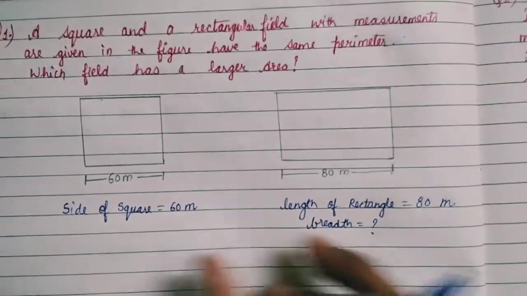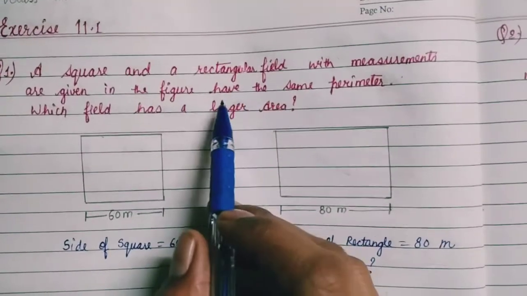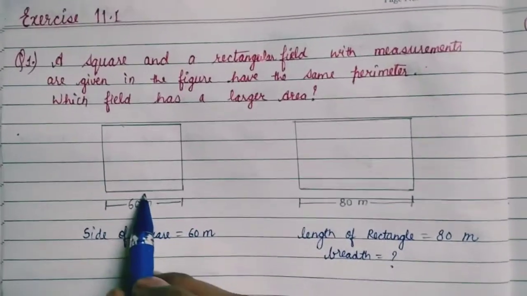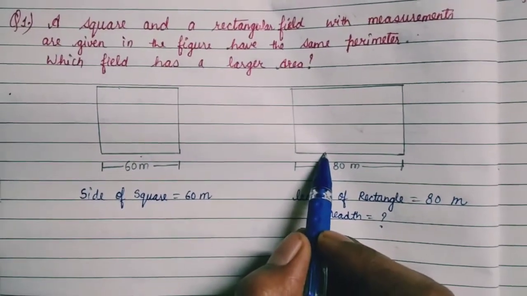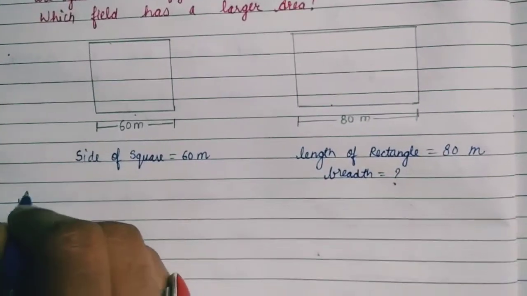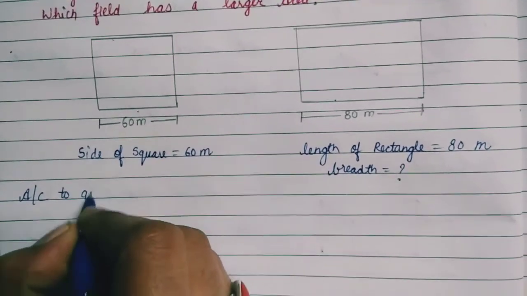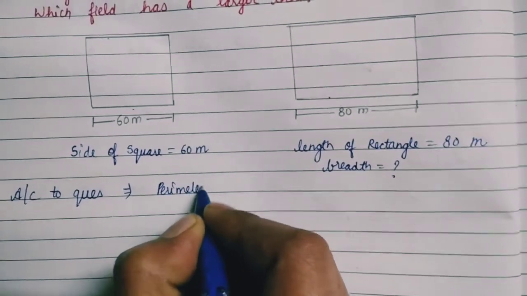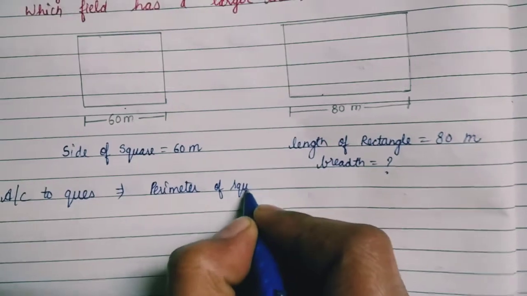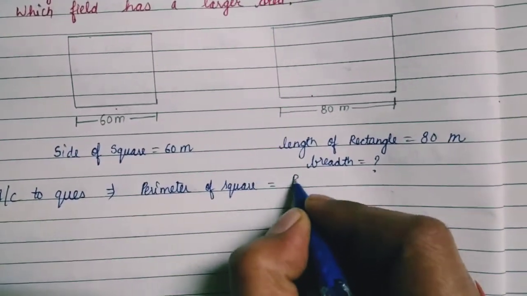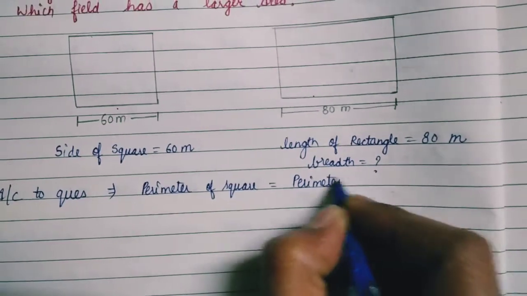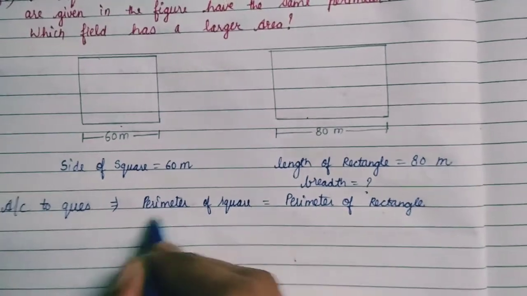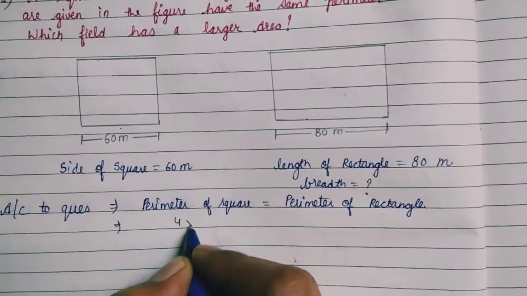That we will get from the line in the question that says the same perimeter. The perimeter of the square is equal to the perimeter of the rectangle. So according to the question, the perimeter of the square is exactly equal to the perimeter of the rectangle, and the perimeter of the square is 4 into side.